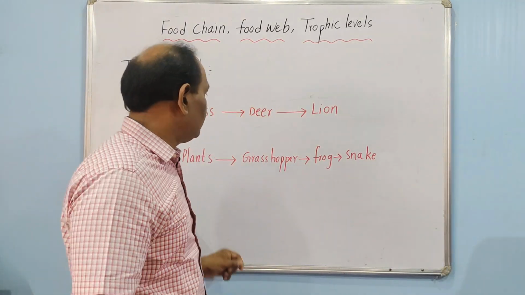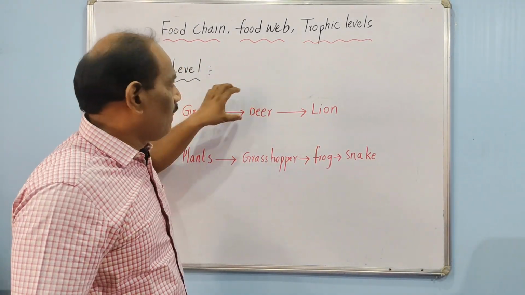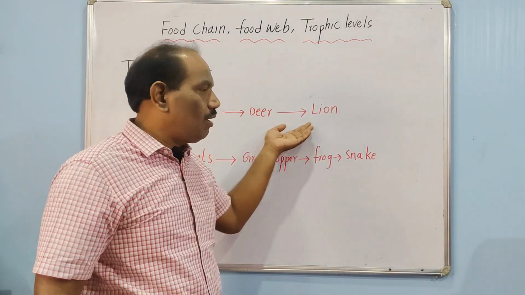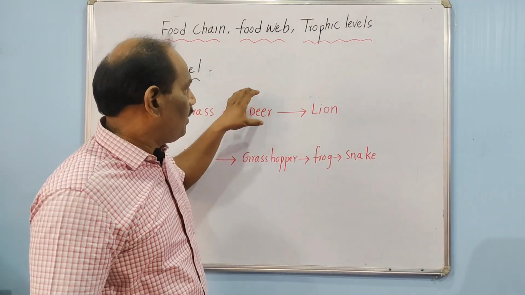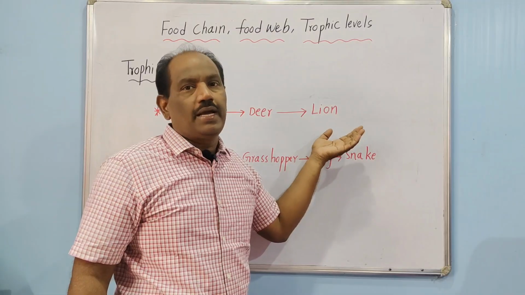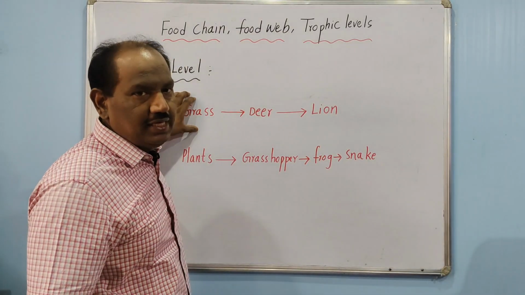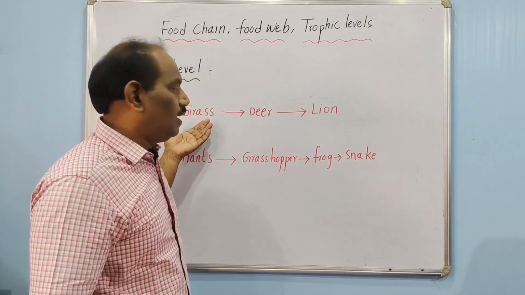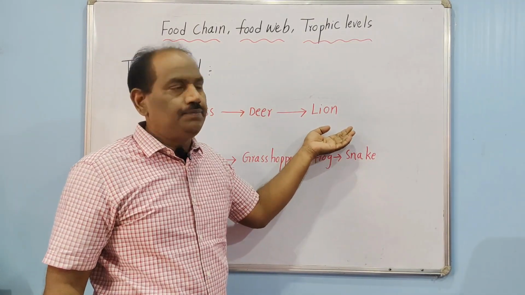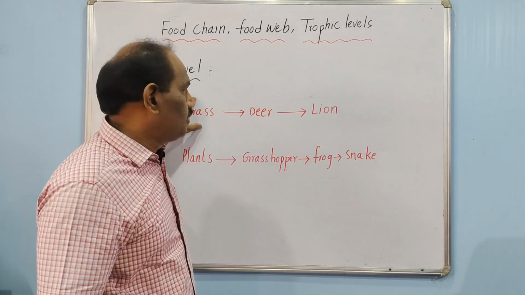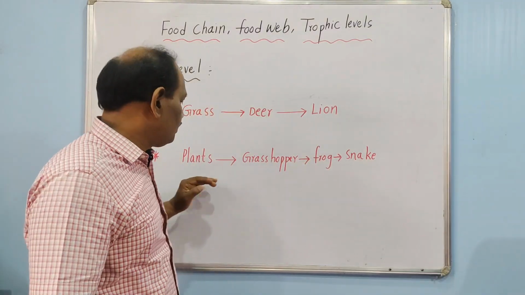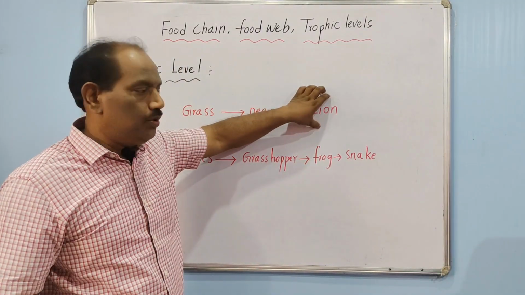So here, see that we have producers, we have herbivores, we have carnivores. Producers are autotrophs; the rest are heterotrophs. In heterotrophs, plant-eating animals are called herbivores and flesh-eating animals are called carnivores. So we have three stages here: autotrophs, otherwise called producers, herbivores and carnivores. Or producers, primary consumers, secondary consumers.